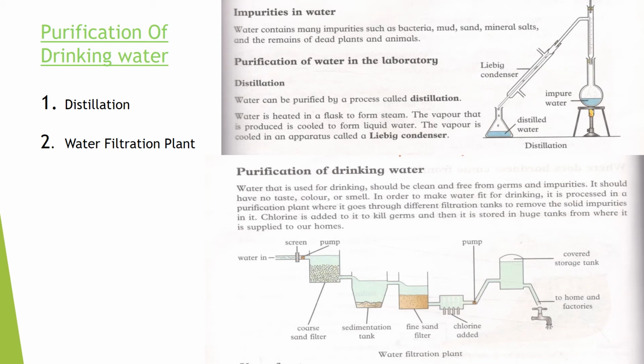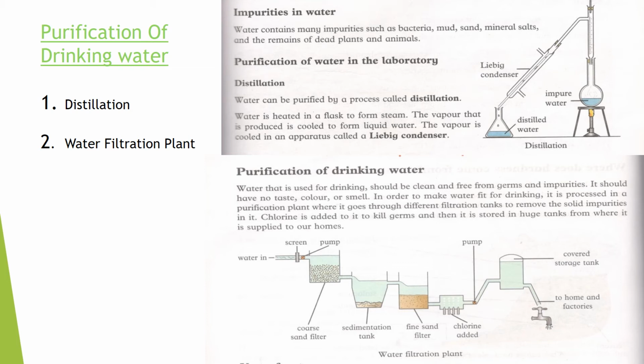The next process is purification of drinking water. There are two processes of purification of water we will discuss. First is distillation and the second is the water filtration plant. Distillation we perform as an experiment in the laboratories to make the water pure.